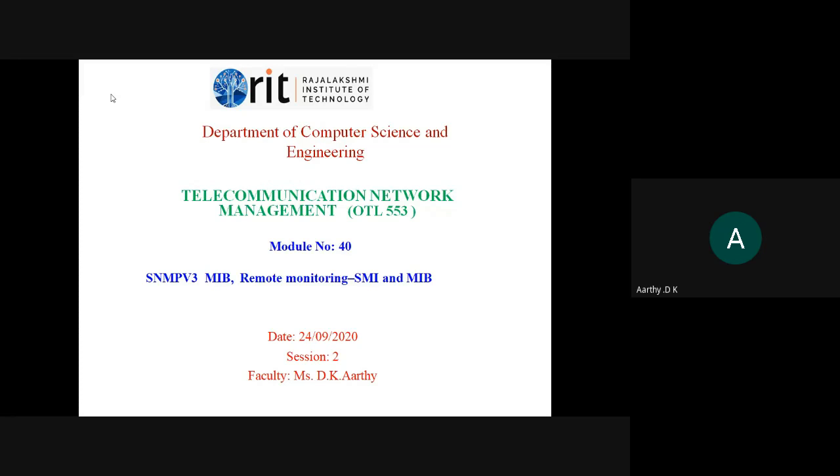Today we will be seeing about SNMP version 3 MIB security features. With that, SNMP version 3 gets completed. Then the next topic will be remote monitoring, where we'll see what remote monitoring is and how MIB and SMI are used for the remote monitoring system. By tomorrow we'll be completing your fourth unit.